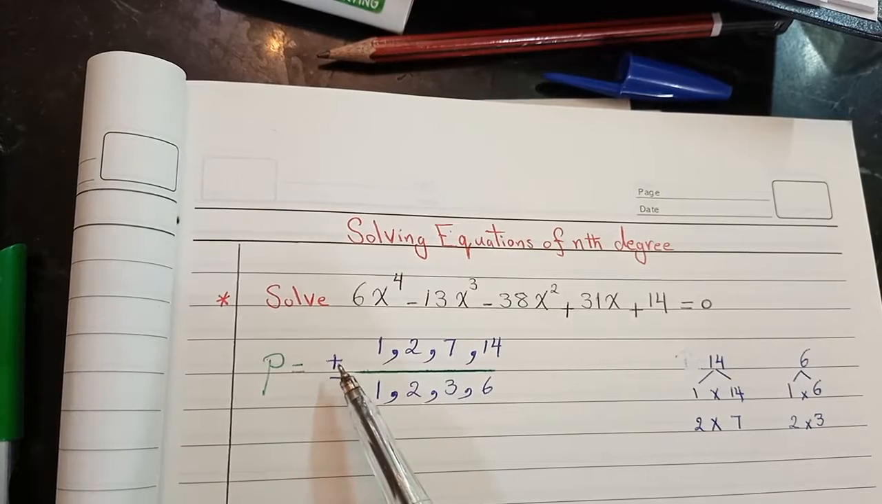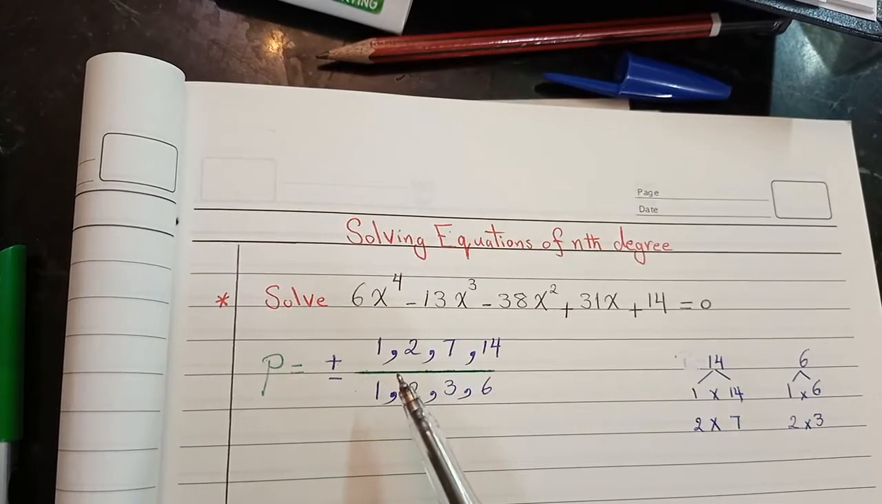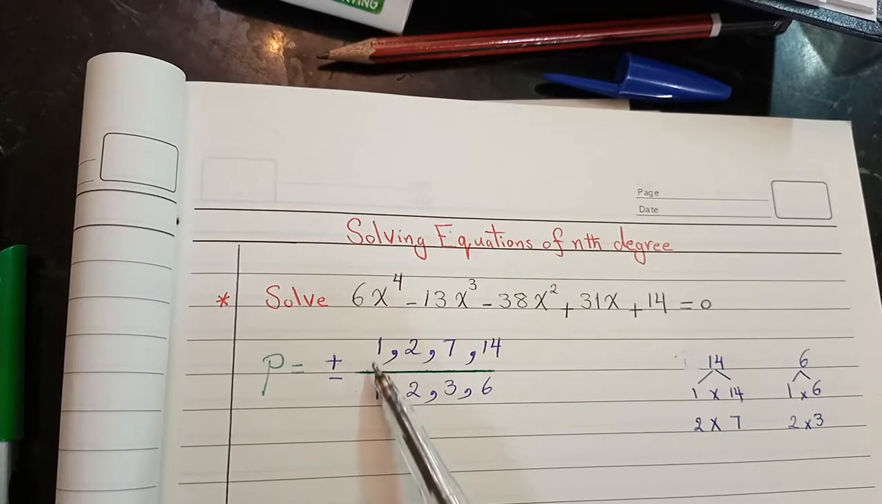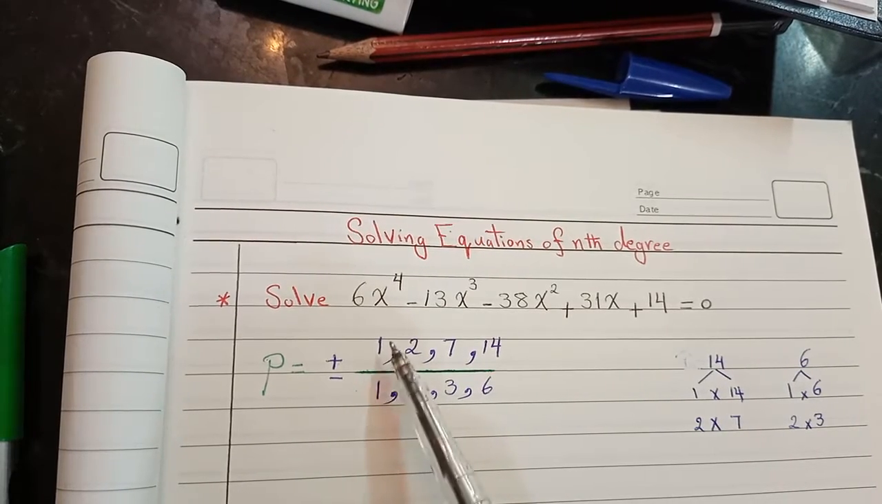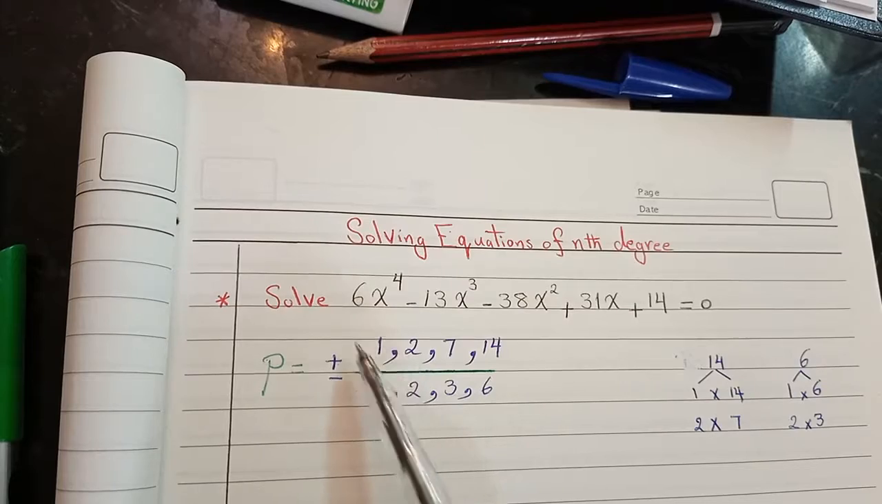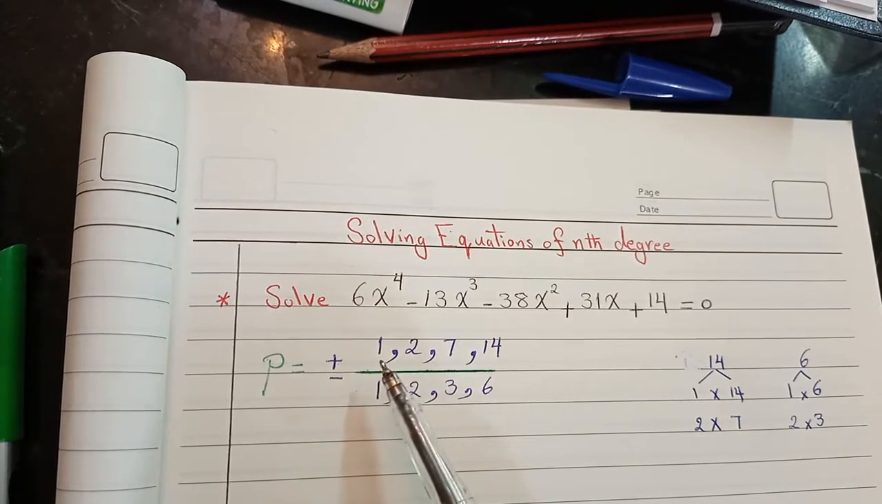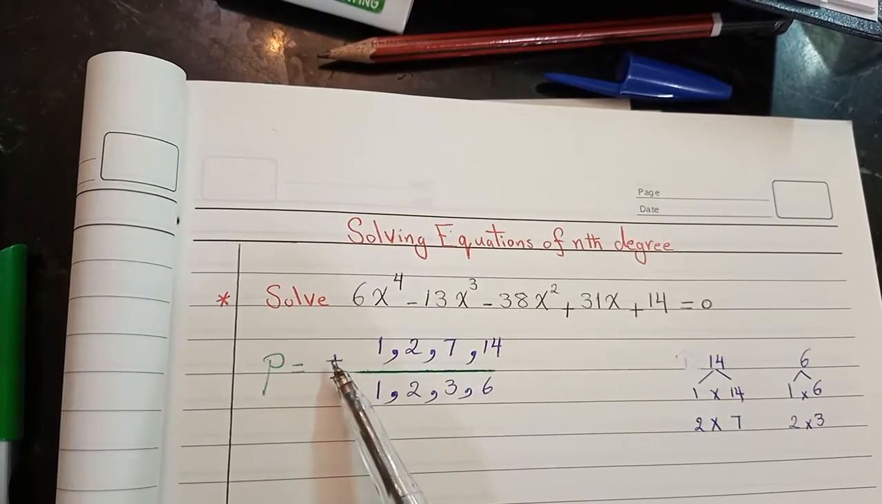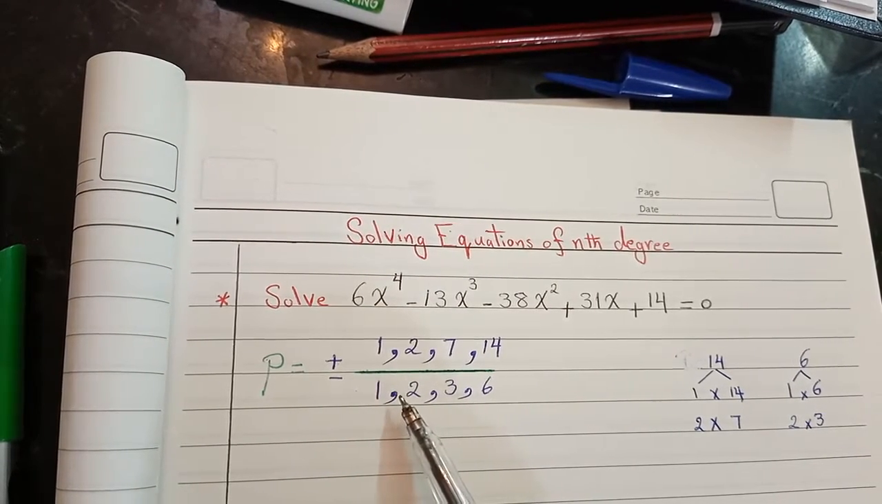You can try 1 over 2, half, as a solution. I didn't say 1 over 1 because 1 over 1 is 1 and we already tried that before, so no need to repeat the fractions that are equal to whole numbers. So positive half is a possible solution. Negative half is a possible solution.